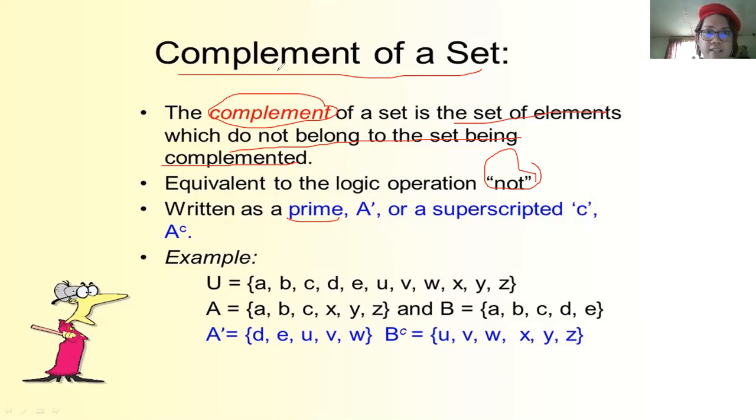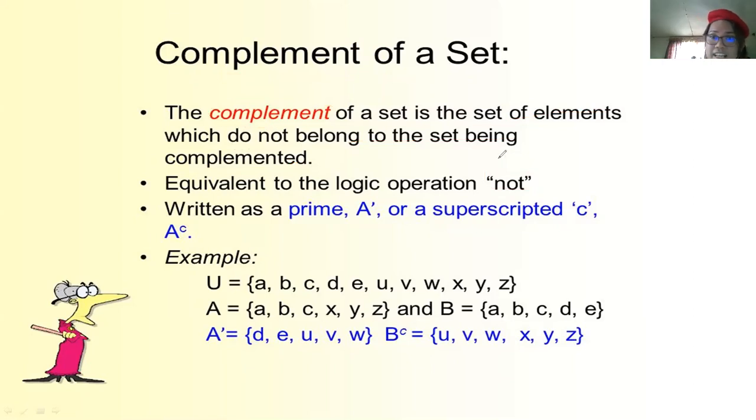Complement of a set has several symbols. We have A prime, or it can be written with a superscripted C. What is superscripted C? This one, A to the power of C. So A prime means complement of A. So that's how we represent complement of a set as a symbol. Example, make sure when you use complement of a set, you have to define first or respect the universal set.